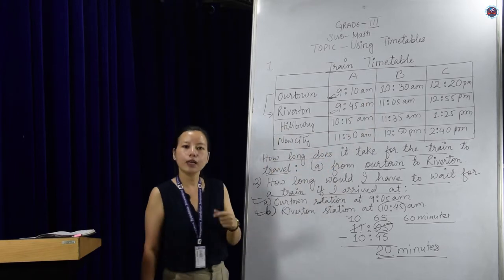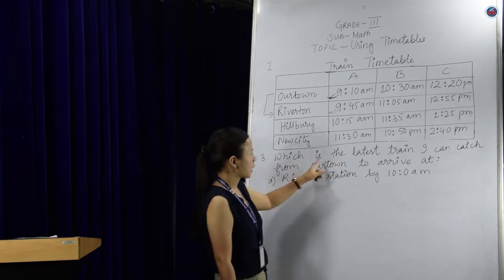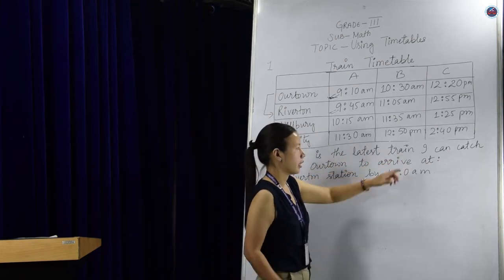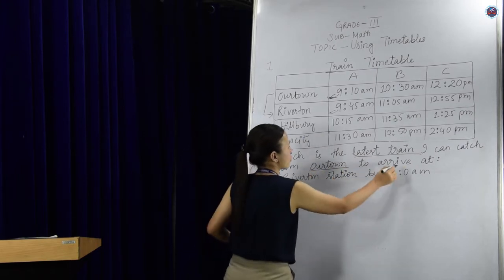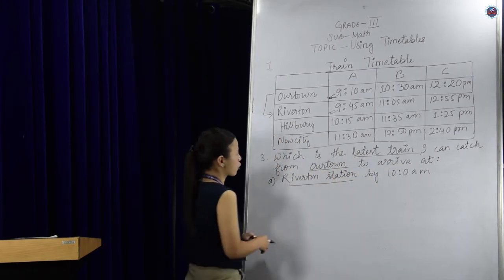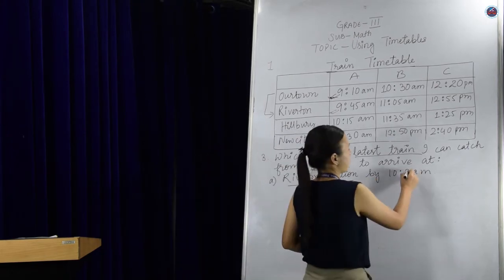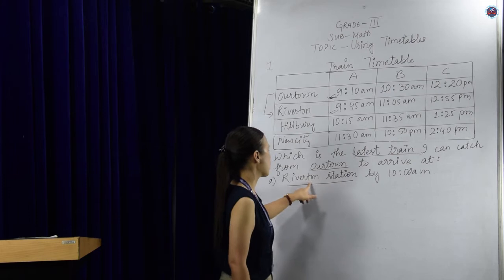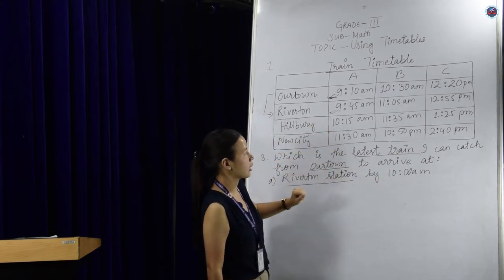Now let's do another question. Here question number 3 says, which is the latest train I can catch from our town to arrive at the next station, that is Riverton station, by 10 a.m.? So to reach this Riverton station by 10 a.m., which is the latest train I can catch?